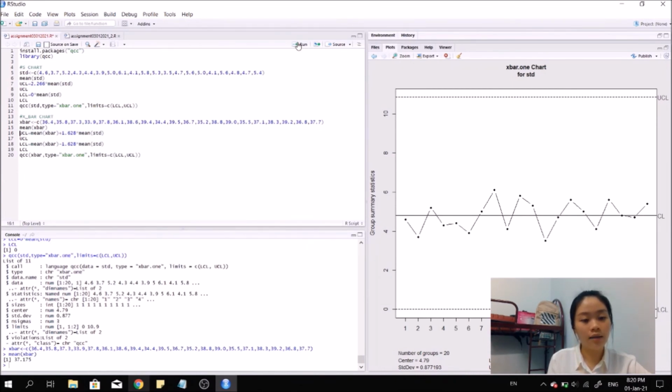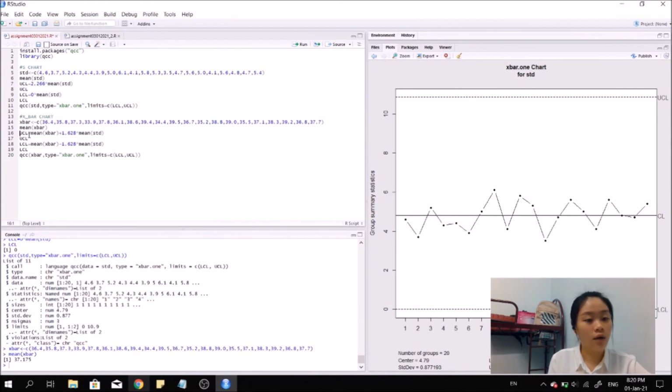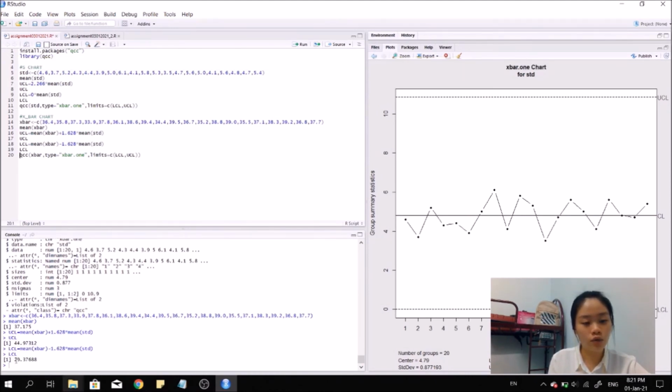Okay, so we run. Our double bar X is equal to 37, and the upper control limit is equal to double bar X plus A3 times bar S. Okay, double bar X is here plus our A3 is equal to 1.628 times the bar S here. We have run it just now, so we will just type it over here, then run the upper control limit again. So we get our upper control limit is 44.97, and our lower control limit is equal to double bar X minus 1.628 times our bar S over here. So we run again, and the lower control limit is equal to 29.37.